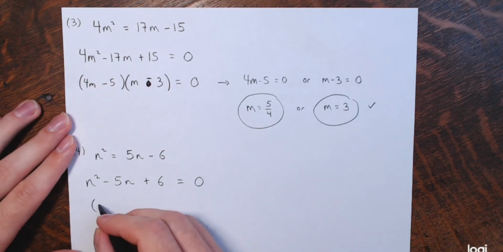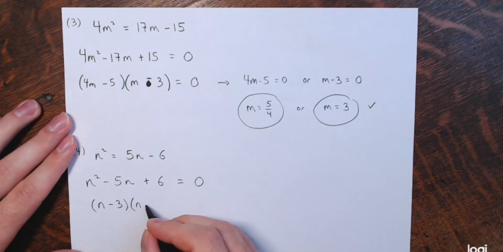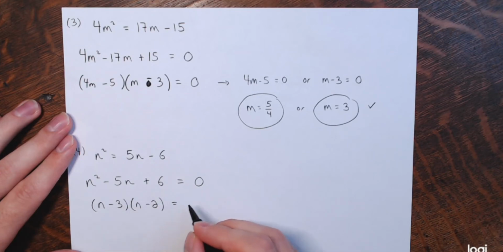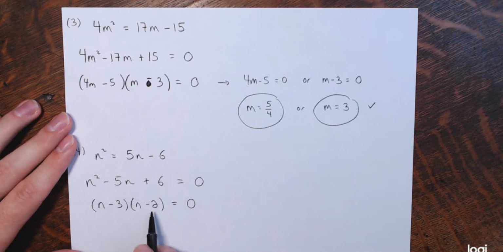All right, so a simplified polynomial on one side, 0 on the other. Factor. This would factor to n minus 3 times n minus 2. Again, I'm not going to go into all the details. You should know how to factor polynomials by this point. And I have now a product equal to 0.